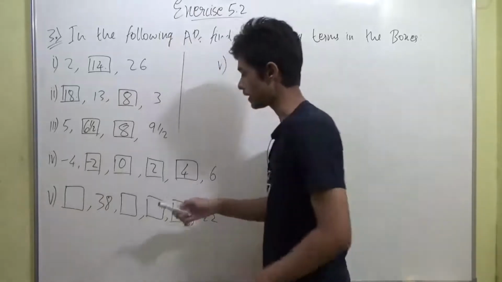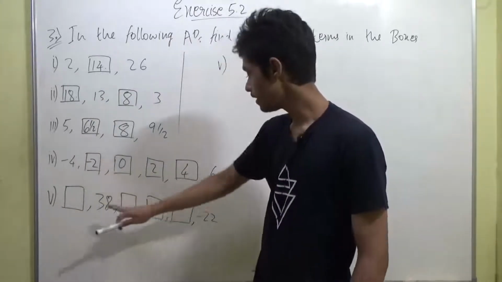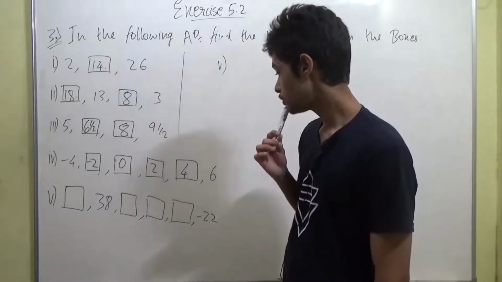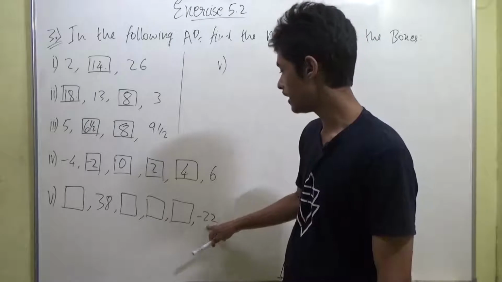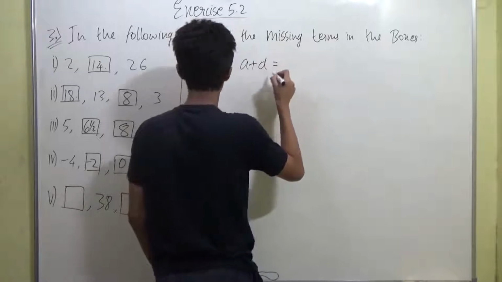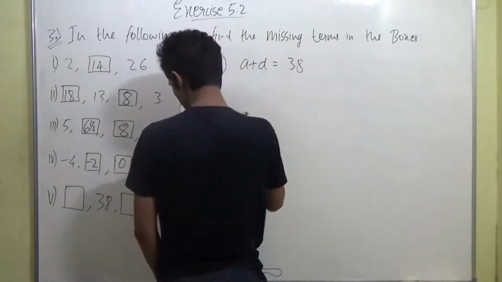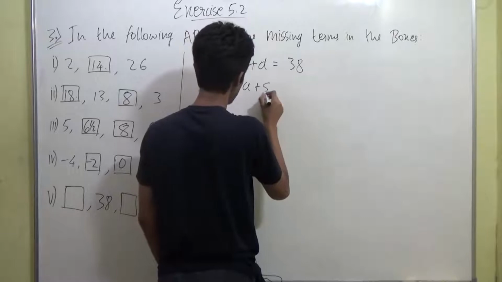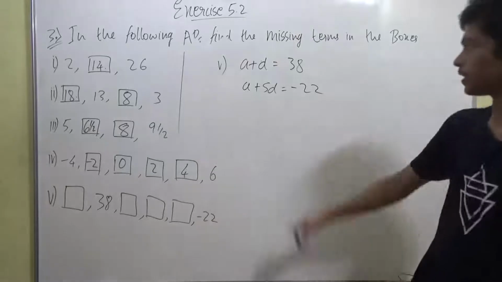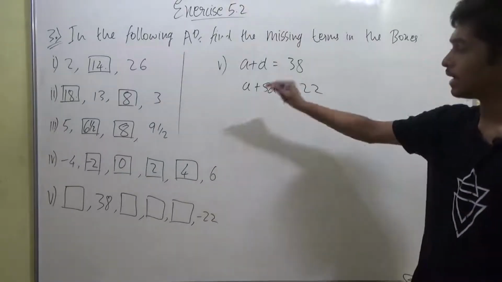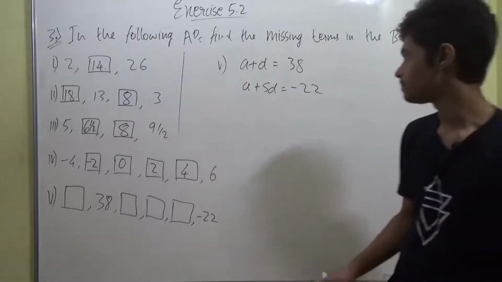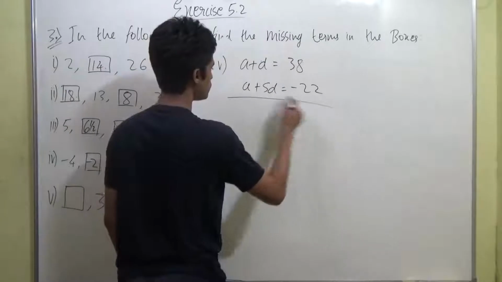In the fifth sub question, if you see, guys, they have given us the value of a plus d and a plus 5d. Yeah, they have given the value of a plus 5d and a plus d. So a plus d is 38 and a plus 5d is minus 22. Check it out, guys. A plus 5d is minus 22, right? Now we have to find the value of a and d, and then we'll be able to find all the other blank spaces, right?